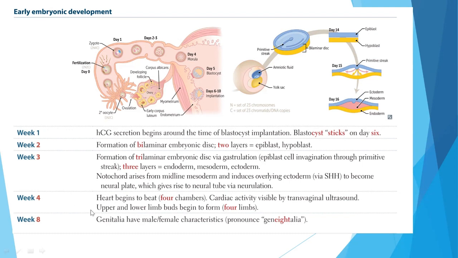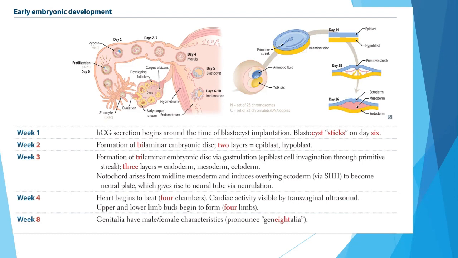Now, in week 4, the heart begins to beat. So, week 4, four chambers, okay, 4 for 4. The cardiac activity is visible by transvaginal ultrasound. Upper and lower limb buds begin to form, that is, four limbs. So, 4 weeks, four chambers, four limbs.